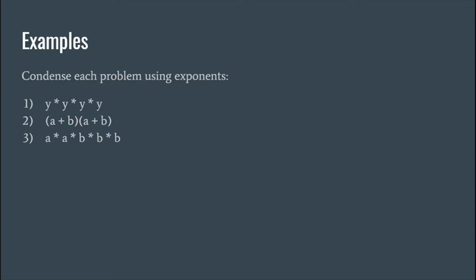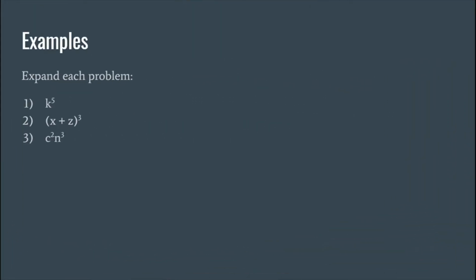Okay, so now let's do some examples where we're going the other way. Okay, so now we're going to expand. So now we have something to some power, and we want to actually write all that out. Okay, so we don't normally do stuff like this, but it's good practice, especially if you're multiplying. Okay, so the first one, k to the 5th power. We said it's just the product of 5 k's. K times k times k times k times k.